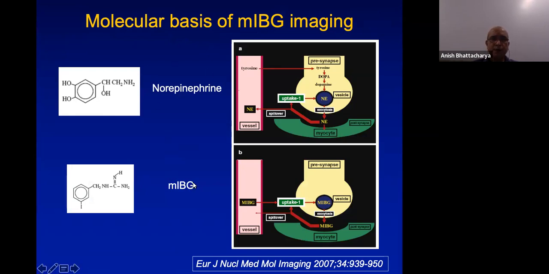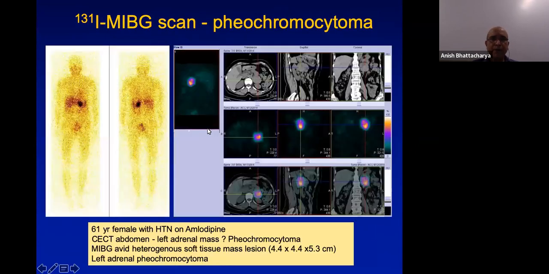Now, when you come to the pheochromocytoma diagnosis, MIBG, I-131 meta-iodobenzylguanidine, is a norepinephrine analog. It is used in the diagnosis of adrenal pheochromocytomas, which may be a cause for hypertension. This is the kind of image you get. It's I-131 labeled, so as a result, the image quality is not very good. But there is a focal uptake in the region of the adrenal. In this case, a 61-year-old female with hypertension, CECT showed a left adrenal mass.